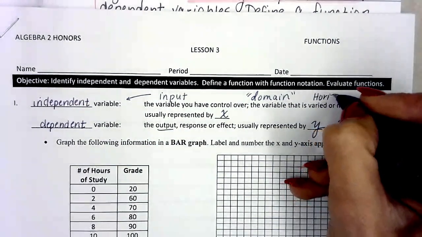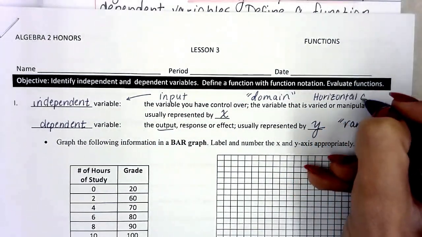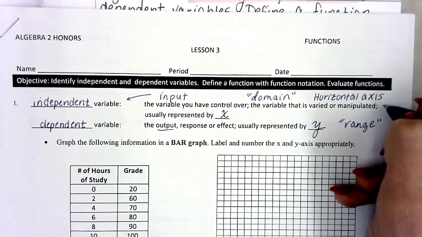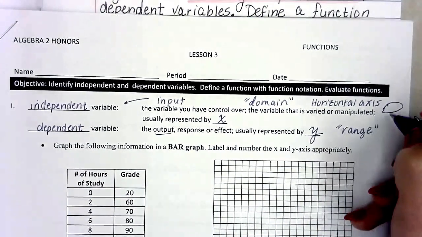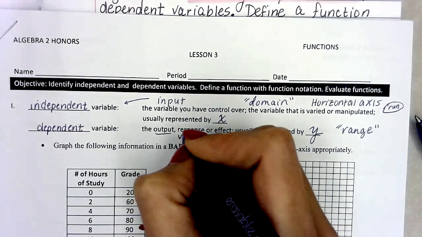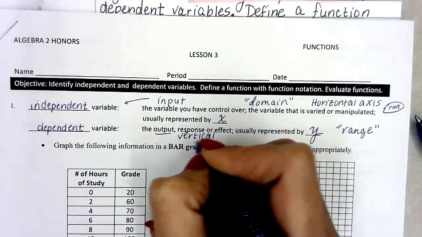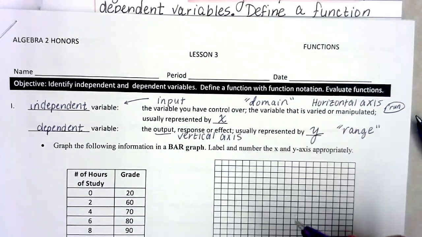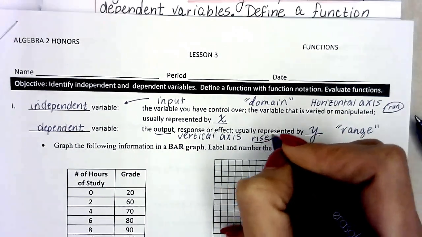This is a horizontal axis. We don't always use X and Y. This is your, the run, from your rise and your run. This will be our vertical axis. Vertical, C-A-L please. This is our vertical axis, and this is the rise, okay?